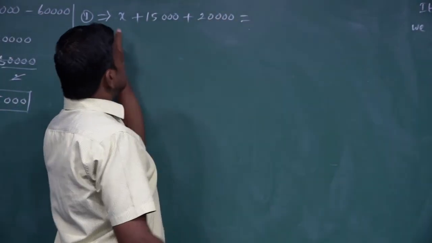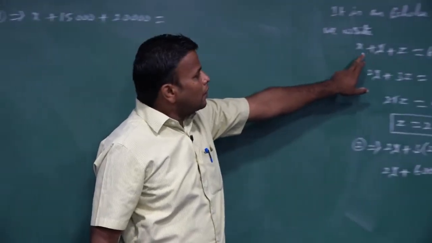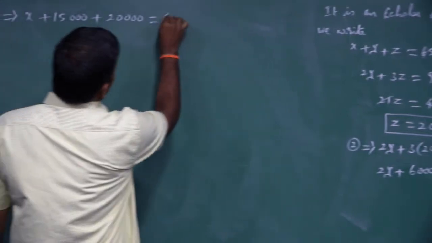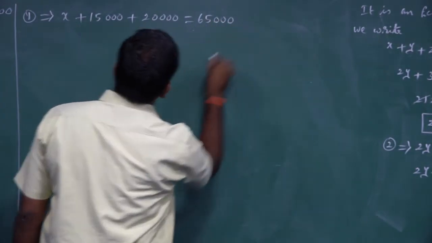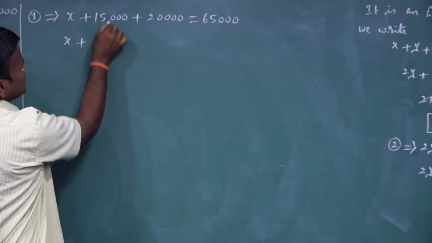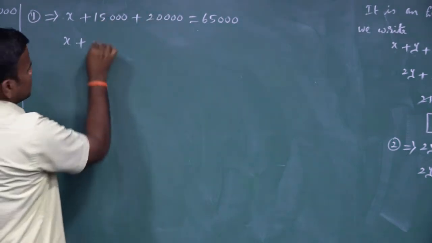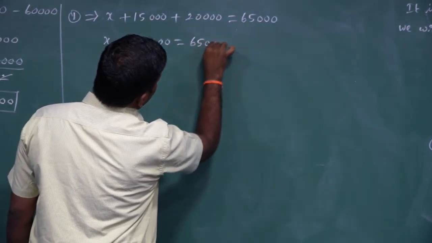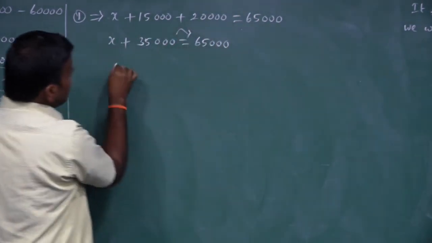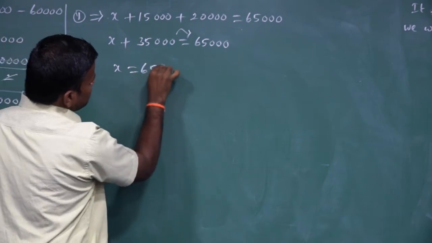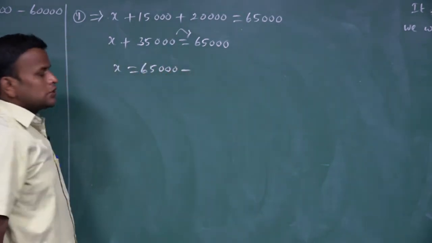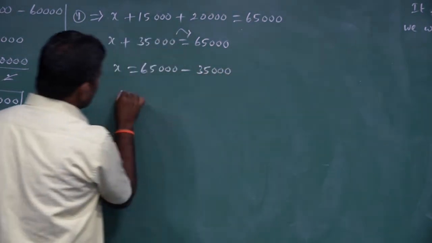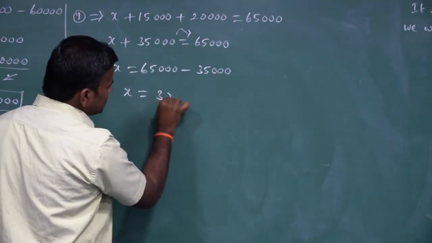What is the RHS of the first equation? The RHS of the first equation is 65,000. So x plus 15,000 plus 20,000, which is 35,000, is equal to 65,000. So x is equal to 65,000 minus 35,000. So the value of x is 30,000.